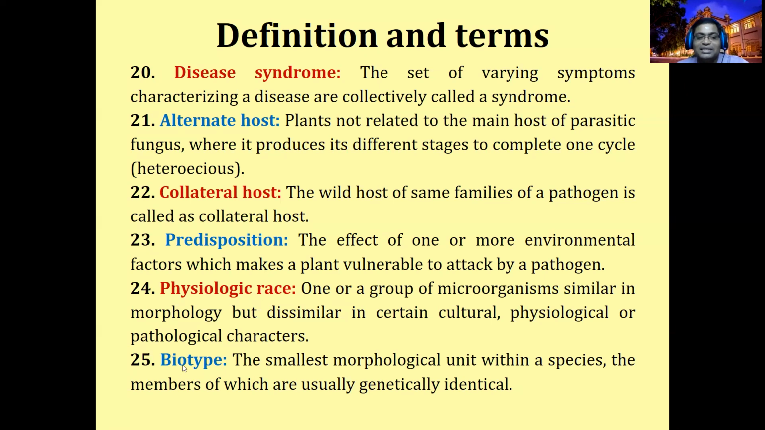Right? And the biotype. Another one is the biotype: a similar morphological unit within the species, the members of which are usually genetically identical. They are genetically identical, but we call them biotypes because of some biochemical reactions. Right? I told you, so the BG varieties 250, 270. Genetically they are similar, but sometimes the biochemical reaction is different. That's what we call a biotype.